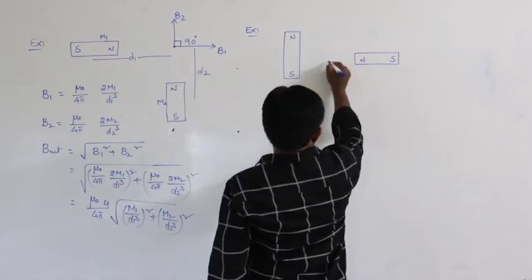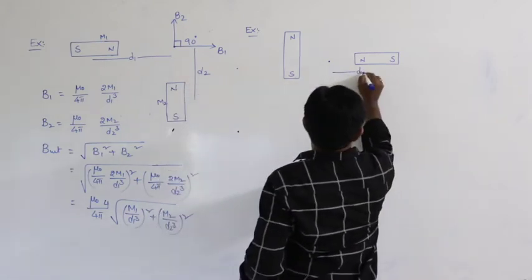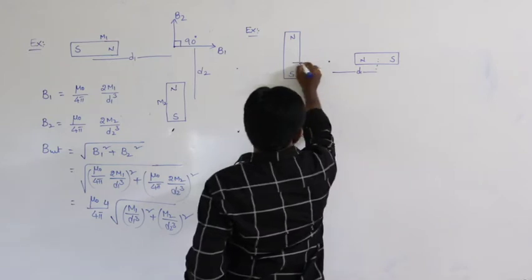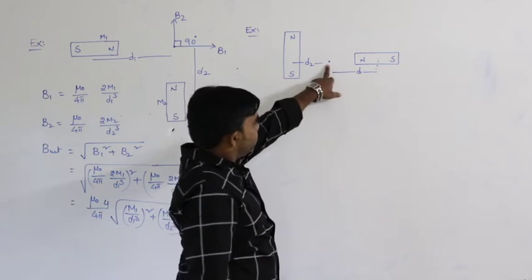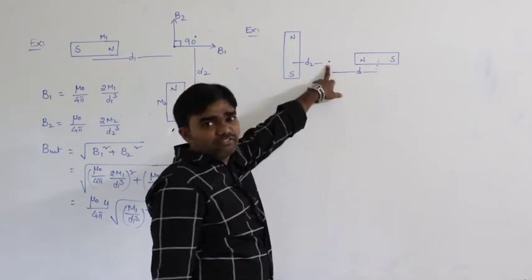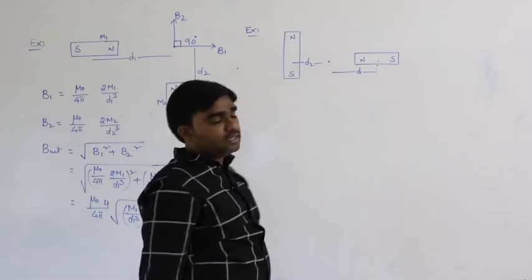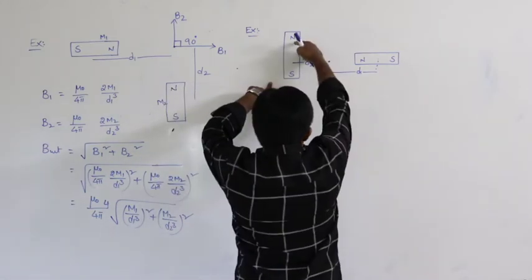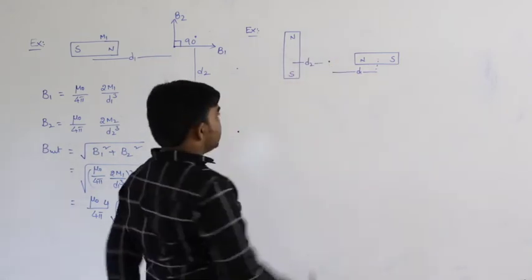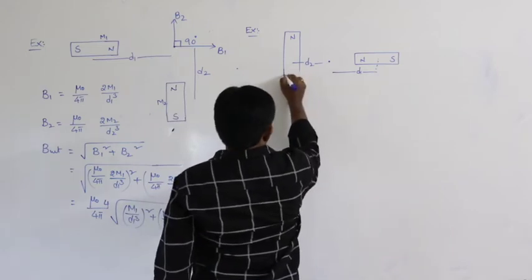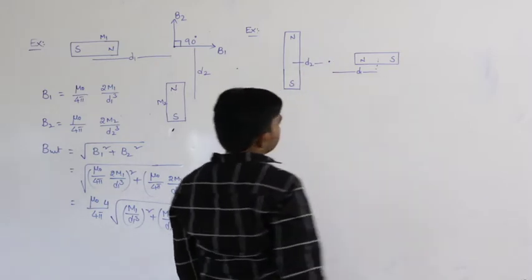So, at this point, let us say for this magnet it is at a distance d1 from the center and for this one from the center it is d2. At this point we have to calculate the resultant intensity of the magnetic field due to these two magnets. For the first magnet, this point is the equatorial point.